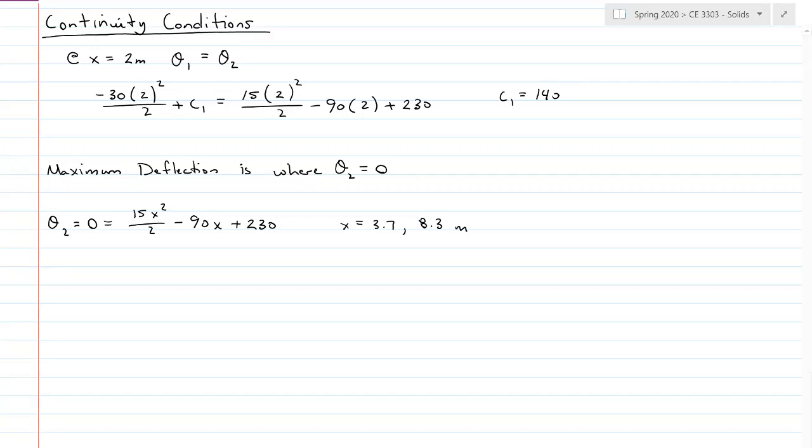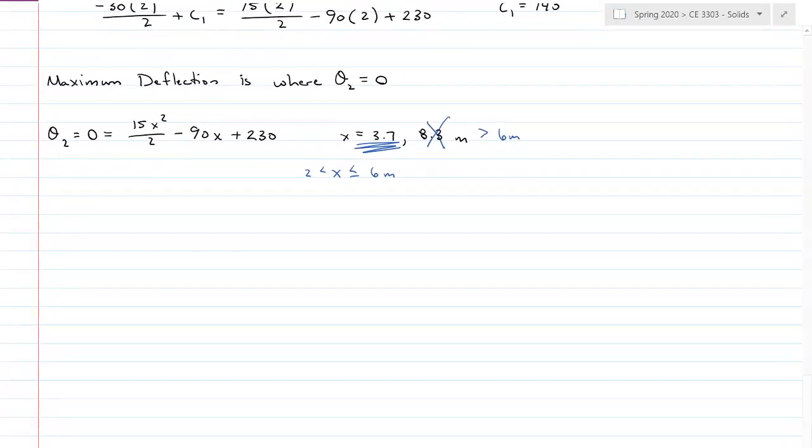Now our x2, our x for theta 2, has to be greater than 2 and less than or equal to 6 meters, which means this value is no good because it is greater than 6 meters. So this is our only x value. Yay! Which means this is where our maximum deflection occurs. So Vmax is at x is equal to 3.7 meters. So now I can plug that in.